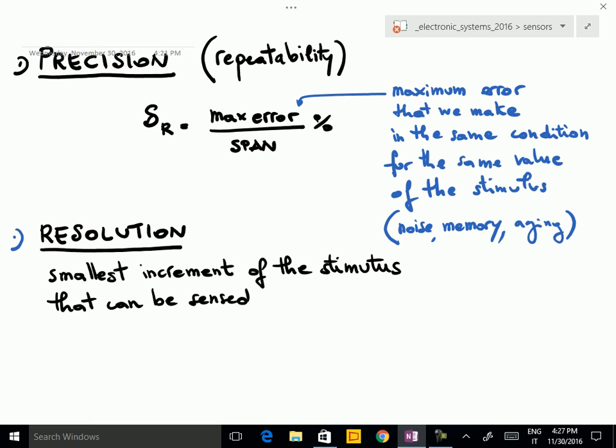And it really can depend on a lot of things. Of course, if we have a digital sensor, which means a sensor that provides a digital output, the resolution depends on the number of bits that express the signal, but it can depend on a lot of other physical quantities. So the resolution is a quantity which is given in the units of the stimulus, and also in this case the smaller the better.